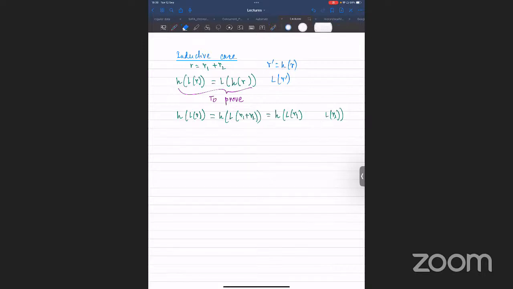So look at this part: the language of R1 plus R2 is the same as the language of R1 union the language of R2. Clear? This is just a simple property of regular expressions. It comes from the definition of regular expression, essentially.